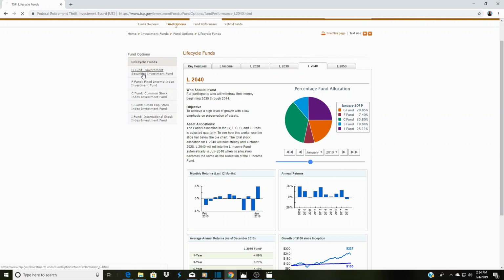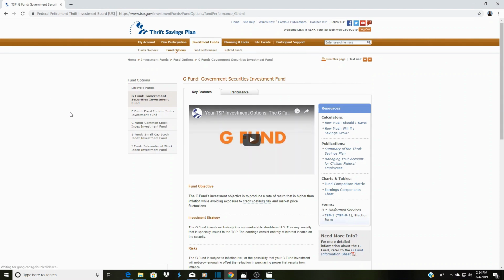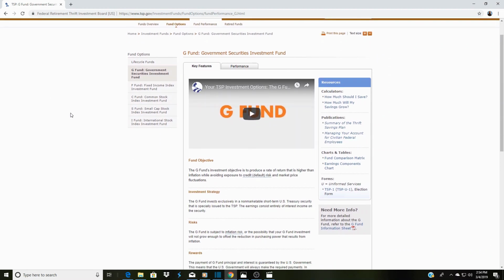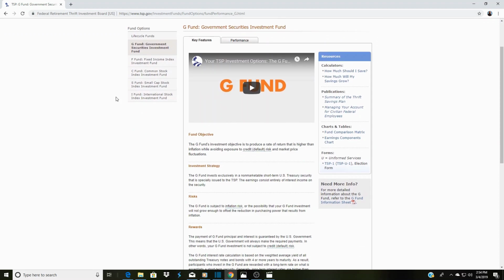So the TSP is an index-based retirement plan. So all that means is that these funds are not actively managed. They just track an index, which is a very good way to invest your money over the long term. It's very tax efficient and it's very efficient as far as fees. We'll get into some of the fees later, but you pay hardly any fees on your TSP account.